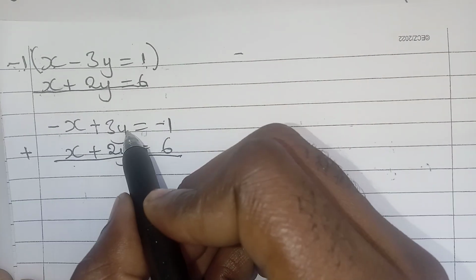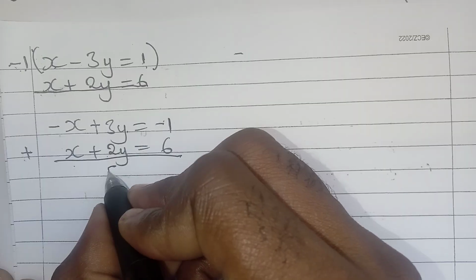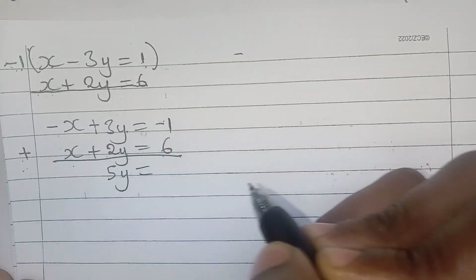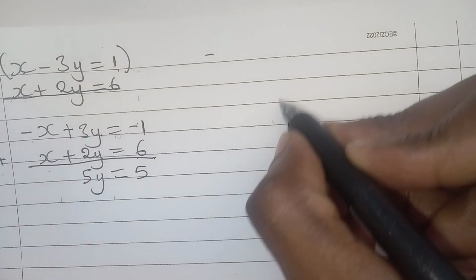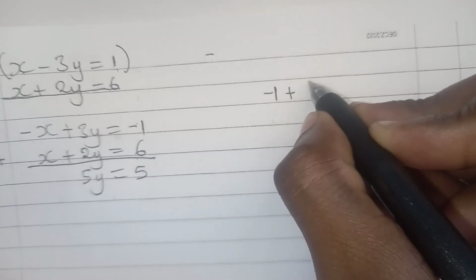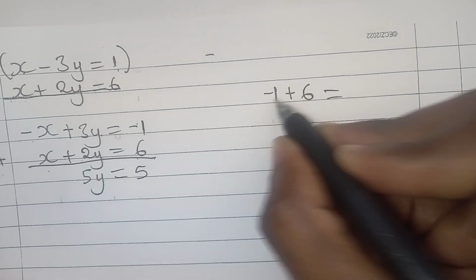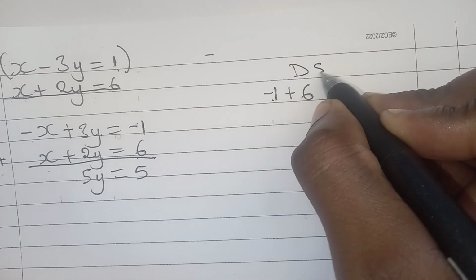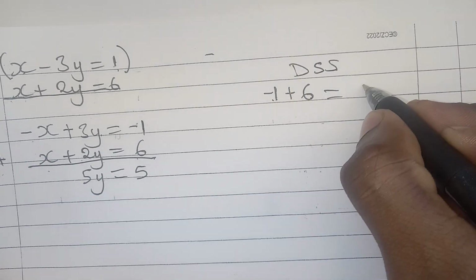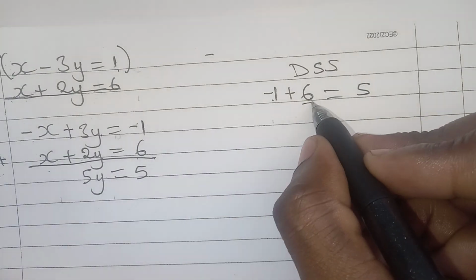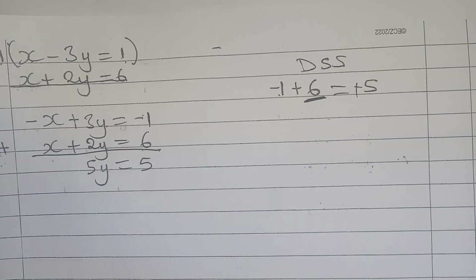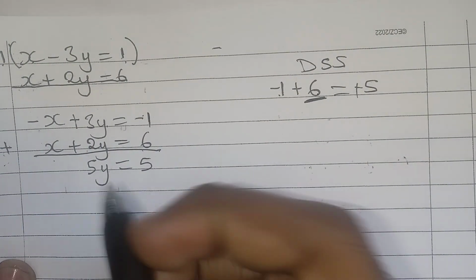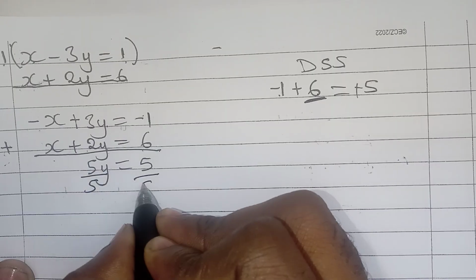And then 3y plus 2y, this is 5y. And then negative 1 plus 6, this is just a 5. Remember, negative 1 plus 6, you have different signs here, so you subtract and then get the sign from the bigger number. The bigger number here is 6, so this will be positive 5. So now to solve for y, you can simply divide both sides by 5.